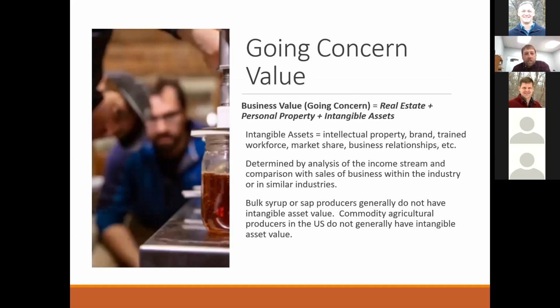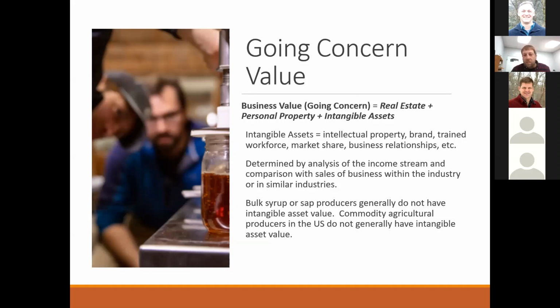And then there's the going concern value. Here's something that I think a lot of people maybe haven't dealt with a lot. Business value or going concern is the real estate value plus the personal property plus the intangible assets. So it's all the assets that are creating the income. And the way that we come to a business value or going concern value is we analyze the income stream in comparison with sales of businesses within that industry or in similar industries.